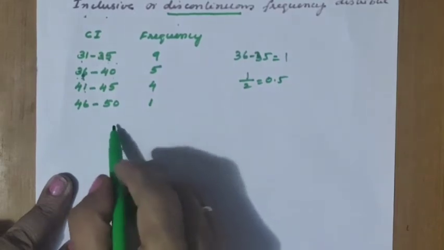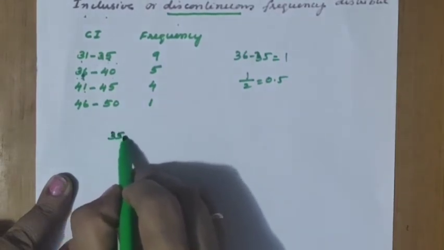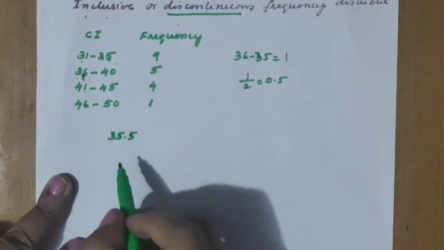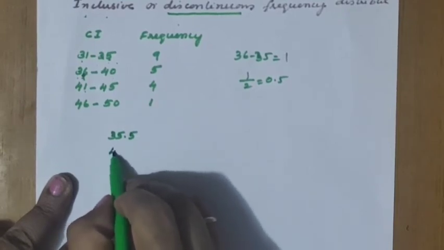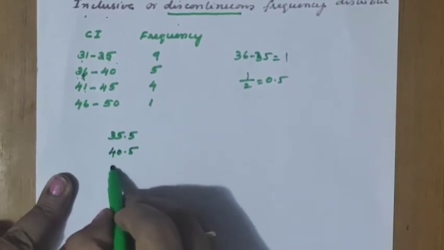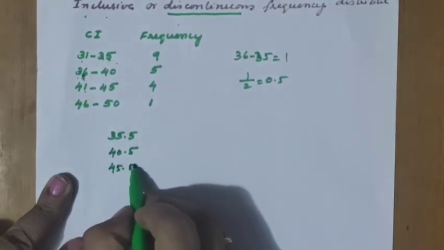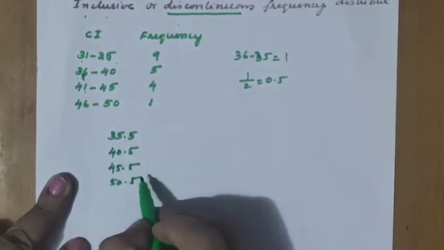So 0.5 will be added to the upper limit. That means the upper limit becomes 35.5. Naturally, the second class interval's upper limit will be 40.5. Again 45.5. Again, the last one, 50.5.